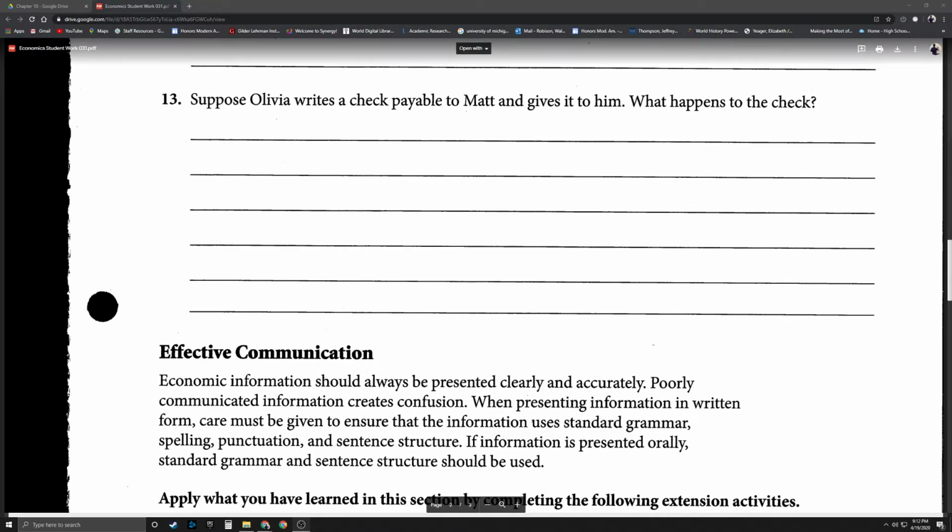What happens to the check? Matt is going to take that check that Olivia has written, and he's going to deposit it in his bank. Matt's bank is then going to have the amount that's written on the check taken out of Olivia's bank. And this is done through the Federal Reserve District Bank. They're the go-between. So the Federal Reserve District Bank takes the money out of Olivia's bank and then deposits it into Matt's bank. That's how it works, okay?